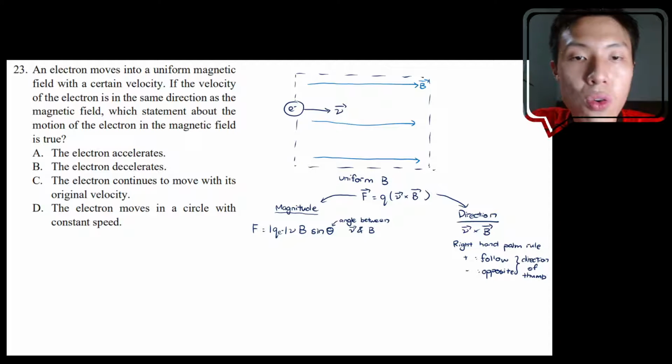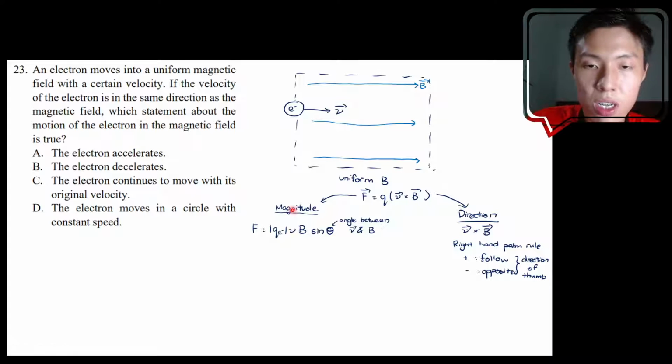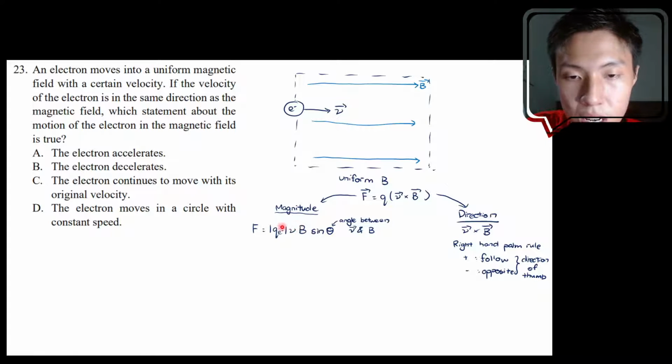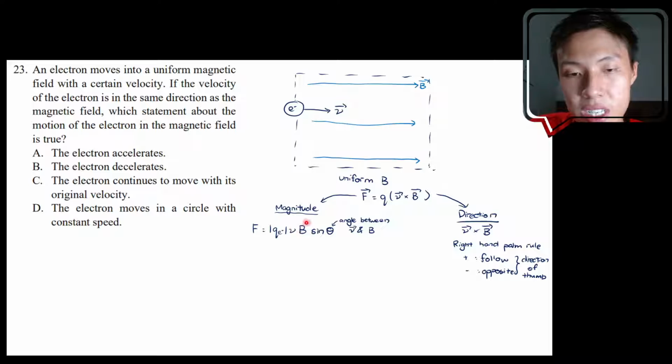Okay, so let's try to determine this. Let's determine the magnitude first. We know that the magnitude is q vB sine theta. We know that q for an electron is negative 1.60 times 10 to the power negative 19 coulomb. But since there's a modulus sign around it, you don't need to introduce a sign inside. The v is not known, the B is not known, but never mind, let's just leave it like this.